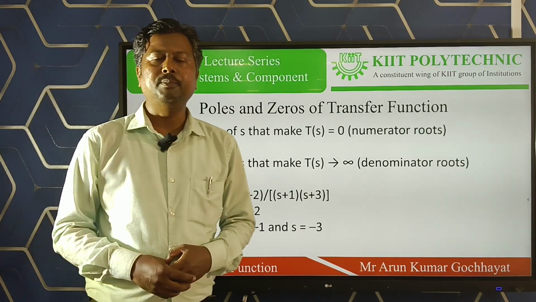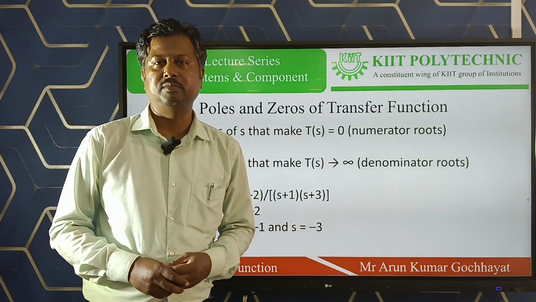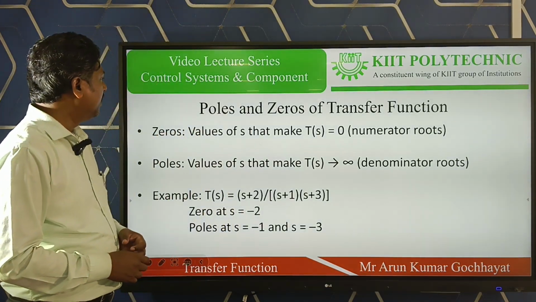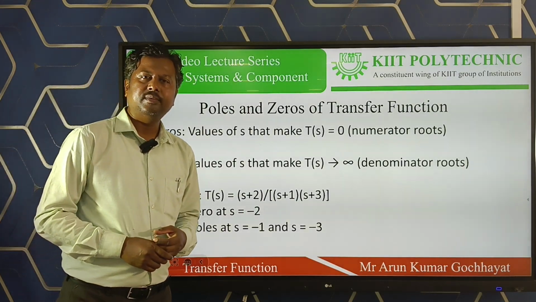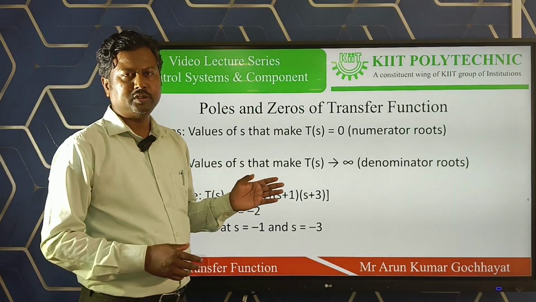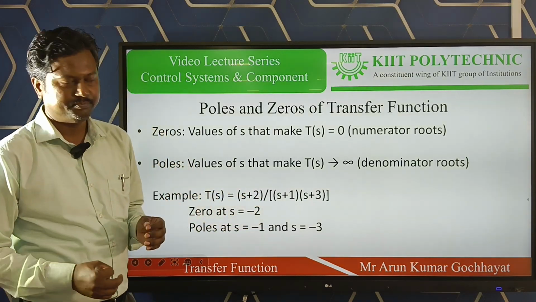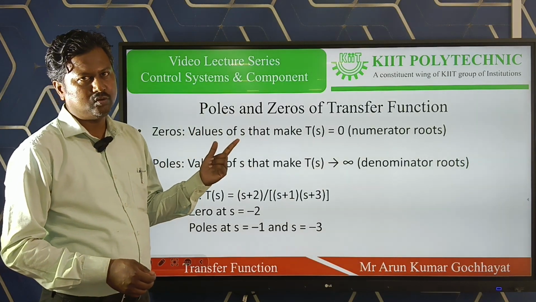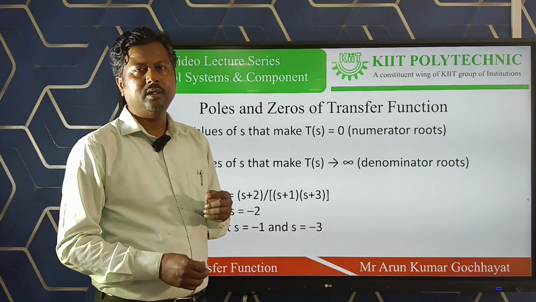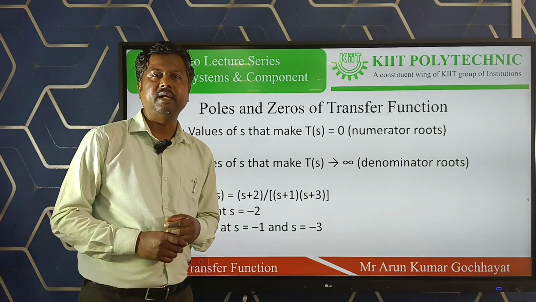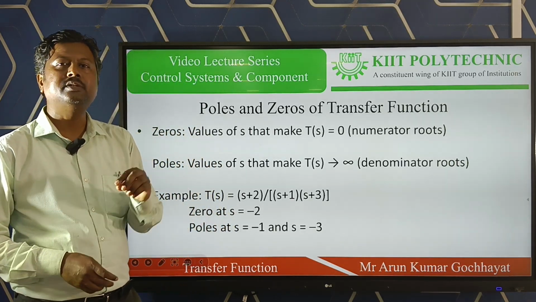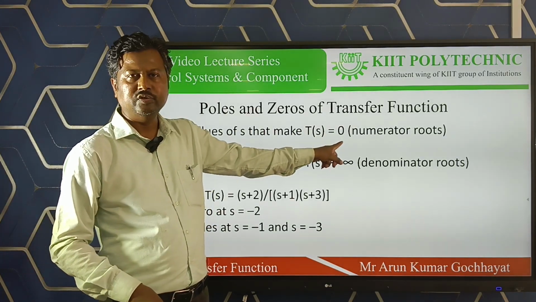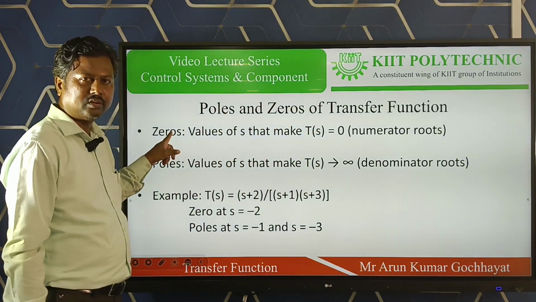Now let us move to finding the poles and zeros from the transfer function, which is very useful in determining the stability of a control system. Now zeros, how can they be derived? They can be derived by solving the expression of the transfer function by taking the numerator part. If you take the numerator part and equate it to 0, the roots we get out of that become the zeros. That means for those values of s, the value of the transfer function becomes 0. That's why those roots are called zeros.